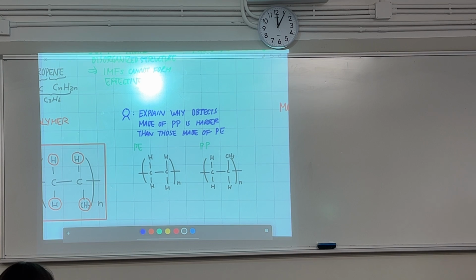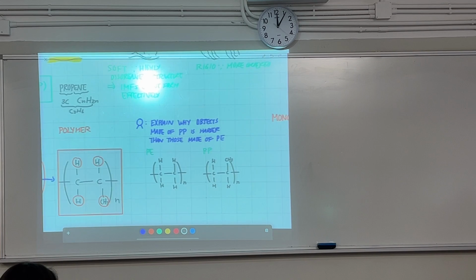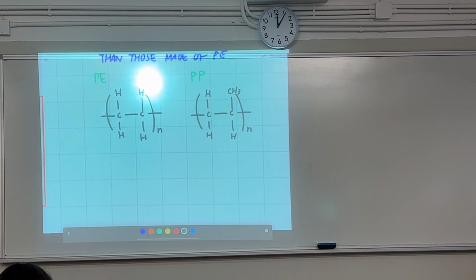PP. Do you remember learning about intermolecular force? More surface area. It's not covalent bond, not density, but it's the stronger intermolecular force. Intermolecular force depends on the size of the molecule. The bigger the molecule, the stronger the intermolecular force, the more tightly the molecules are held together. So this will mean it is harder to melt these structures made from polypropene than those made from polyethylene.